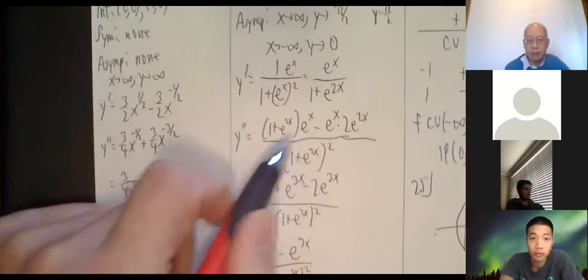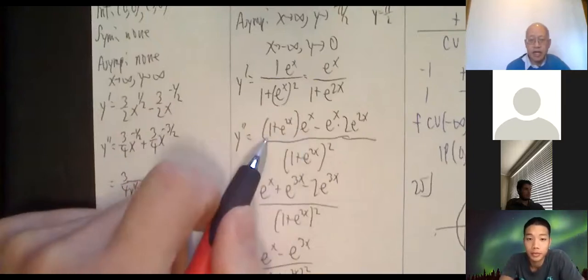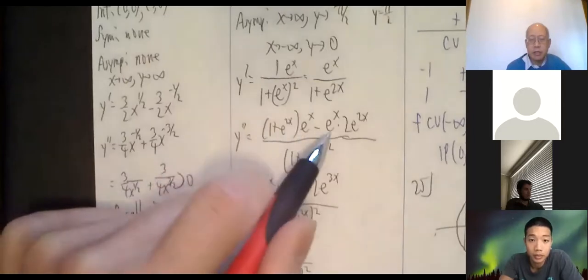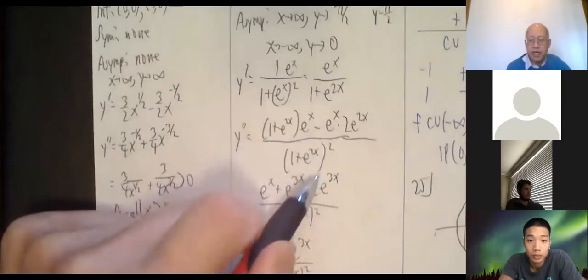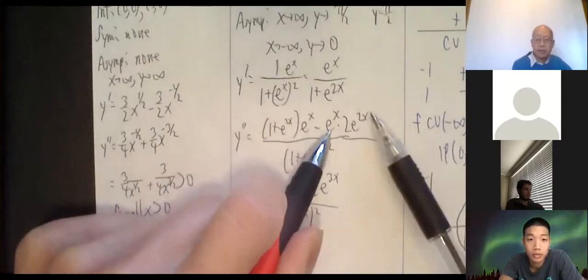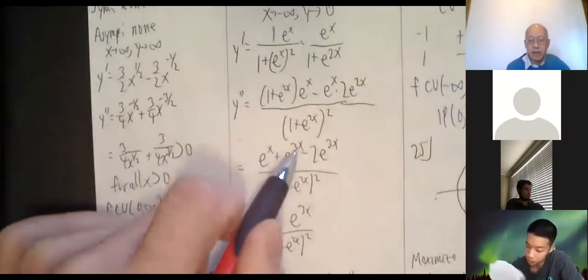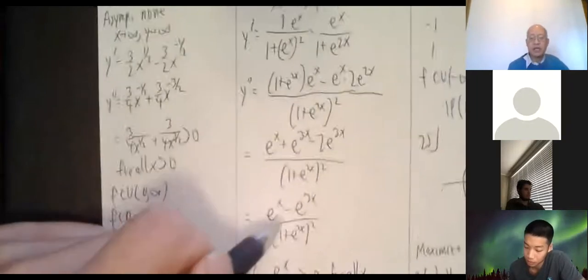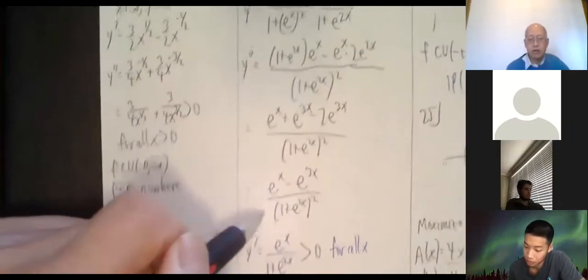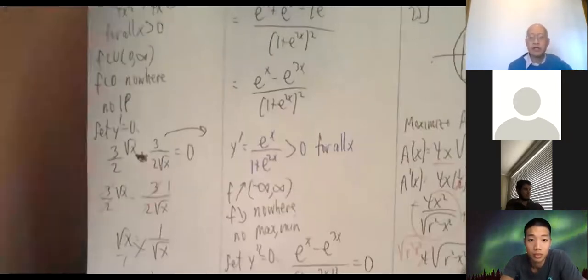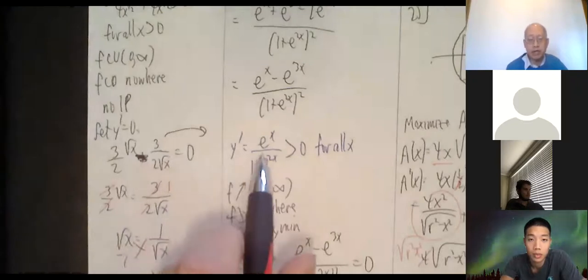Okay, and let's clean that up. Distribute, that's e to the x plus e to the 3x minus 2 e to the 3x. That times that is e to the 3x. And let's see, if I put these two together, I have e to the x minus e to the 3x over 1 plus e to the 2x quantity squared. So again, I don't need a sign chart for y prime. It's always positive.